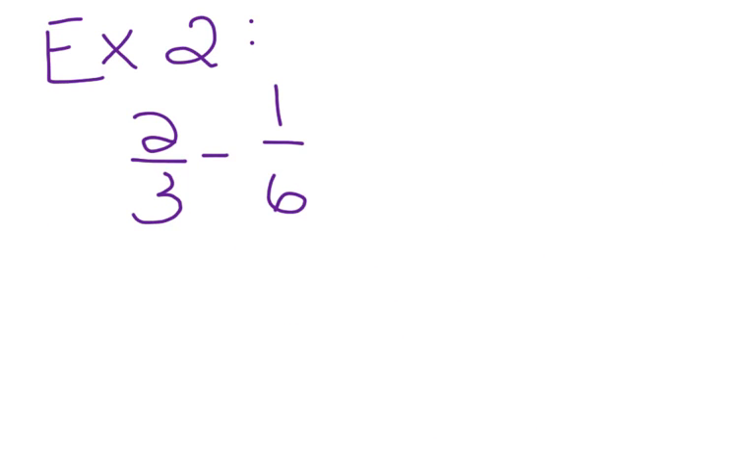Here's example 2. We have 2/3 minus 1/6. So we have thirds and sixths. Well, our common denominator to me that jumps out right away would be 6. So the 1/6 does not need to change. So I'm going to copy it down. The only one that needs to change is the 2/3. So we're going to make it something out of 6.